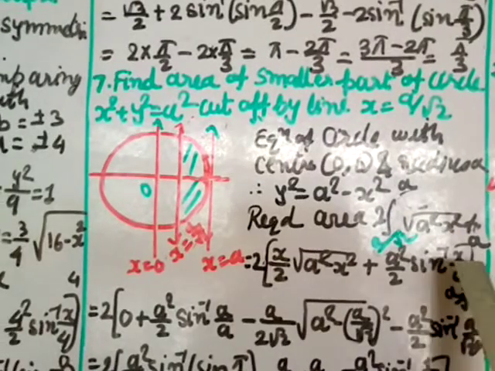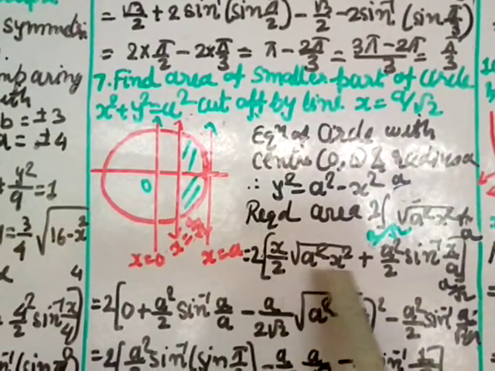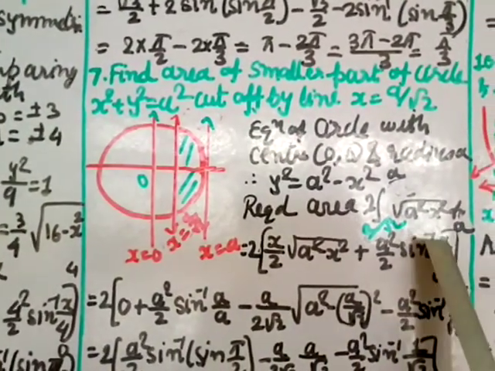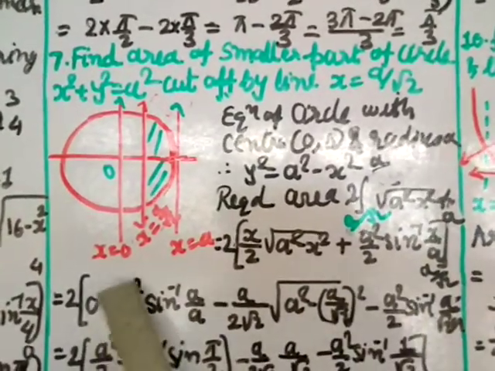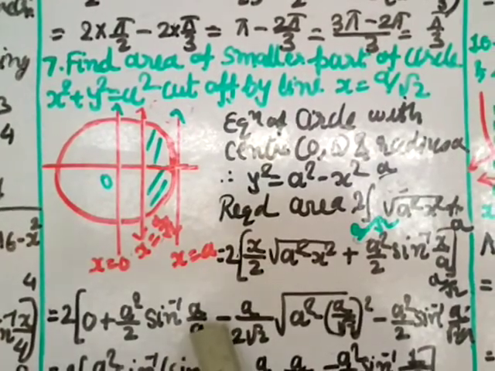Now when I put the first upper limit, when you put a square, this will become 0. Then you put a by a, which gives you 1, which will give you sin pi by 2. So I have written a square by 2 sin inverse a by a, minus now the lower limit.